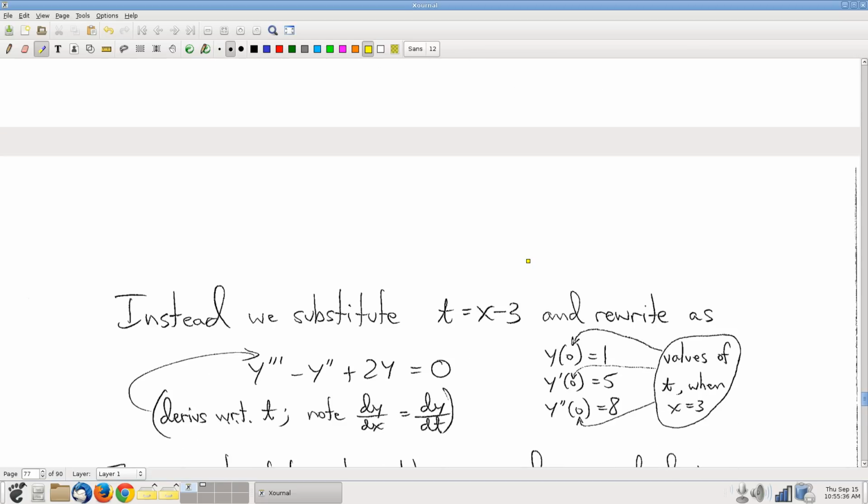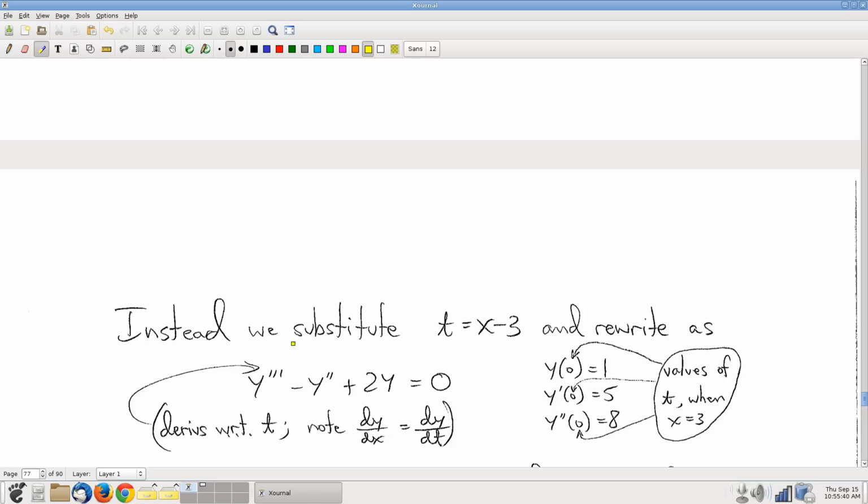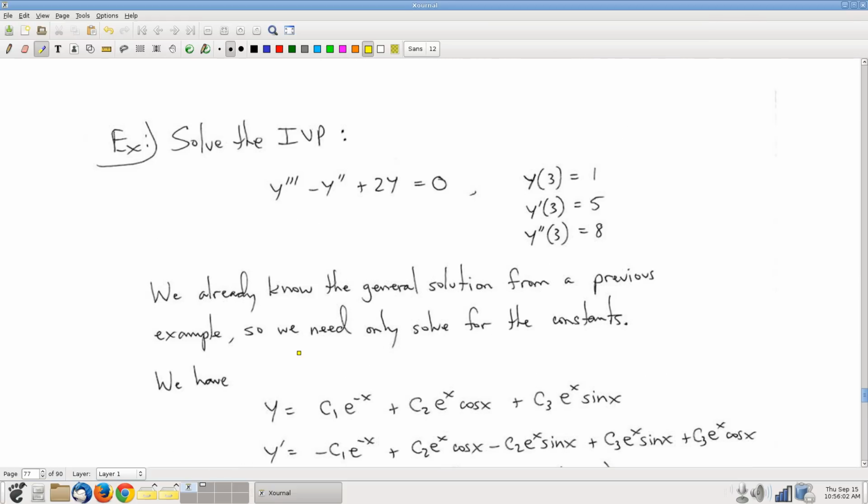So we're going to make a trick move. And that is, we're going to do a substitution. We're going to make up a new variable called t, that is x minus 3. And we're going to rewrite the differential equation. We're going to rewrite the initial conditions, all in terms of t instead of x. So the differential equation, at a glance, appears not to have changed. You'll notice that looks exactly like the differential equation that we just got through looking at.